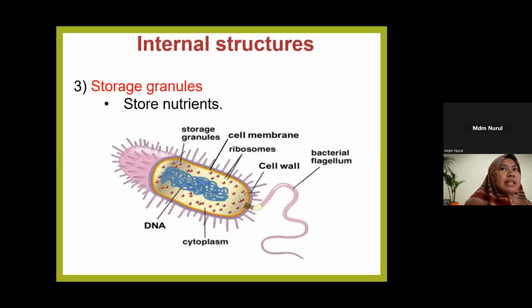Storage granule. Which one is the storage granule? The round but bigger one. Okay, this is the storage granule. Remember, ribosomes will be a little bit smaller. The cytoplasm or cytosol is the whole area that is colored yellow. The nucleoid region is the area where the chromosome is located. So, this is the nucleoid.